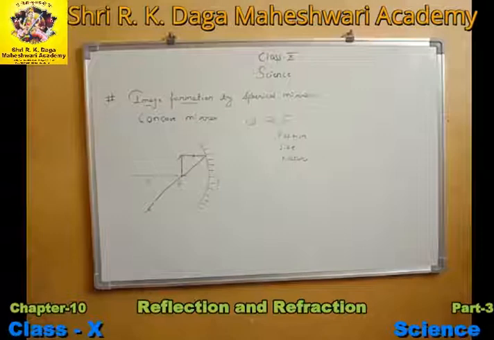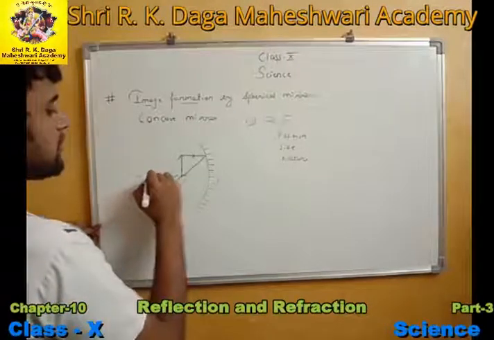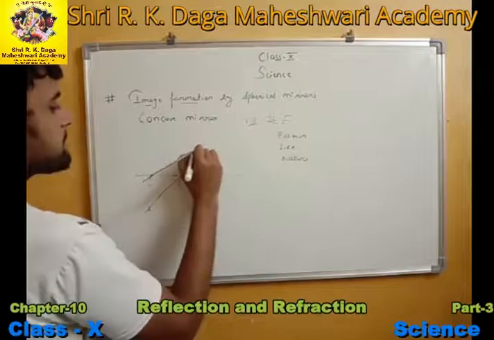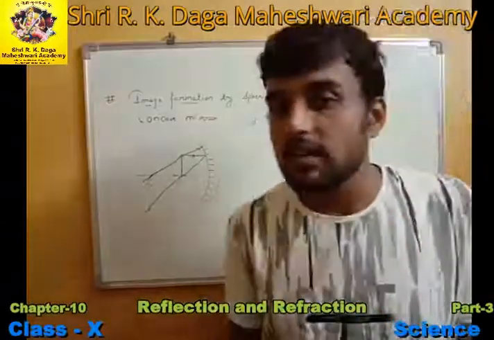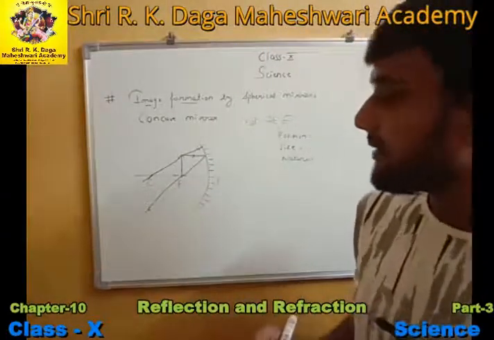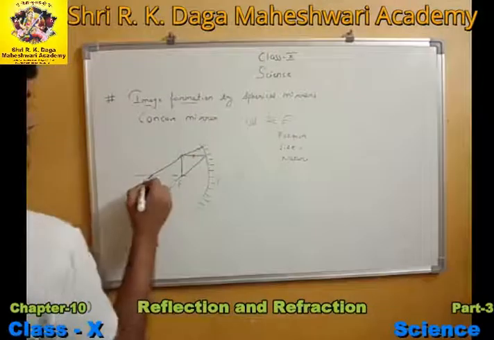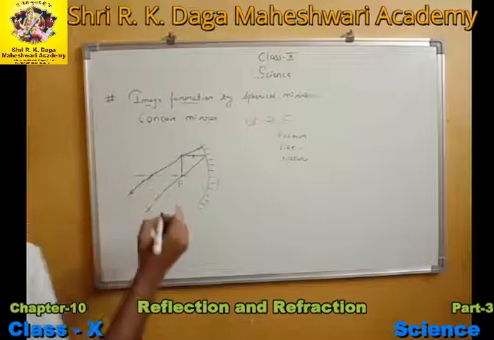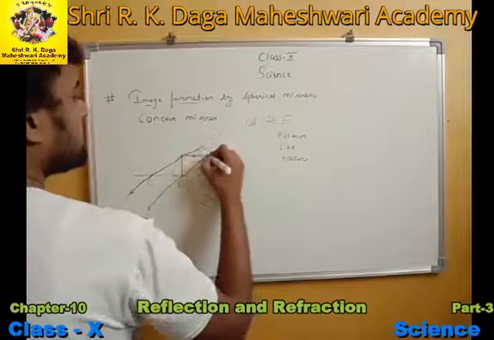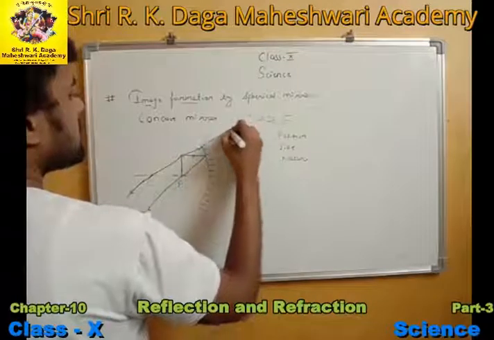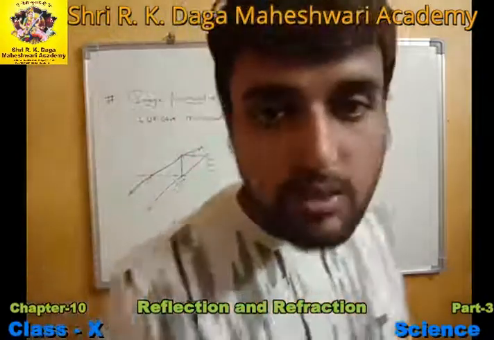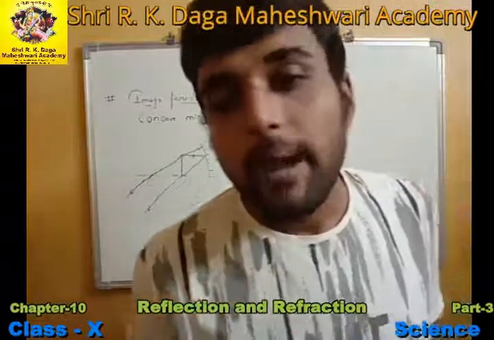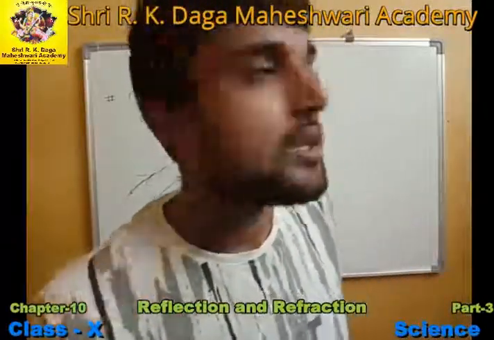Now another ray will be incident through the center of curvature, and we know that whenever a ray is incident through the center of curvature, after reflection it will pass through the center of curvature only, so it will go like this. Now if we extend both these rays on both sides, they will never intersect each other, because both these rays are parallel to each other, right? And we know that parallel rays do not intersect each other.